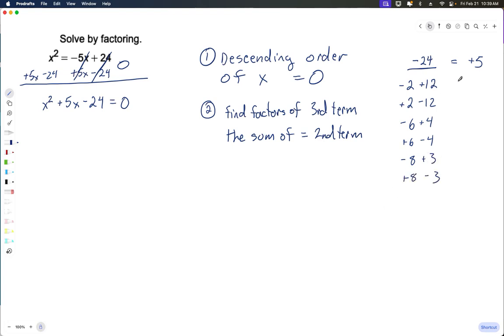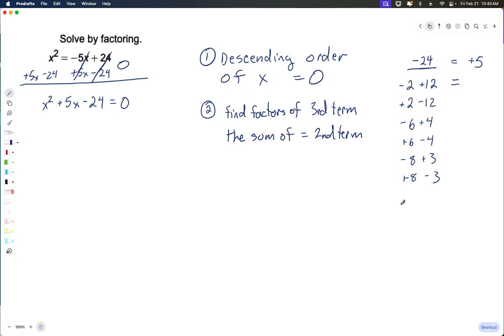So let's add them together. These are all -24. -2 times 12 gives me -24. 2 times -12 gives me -24. -6 times +4 gives me -24. +6 times -4, -24. -8 times +3 gives me a -24. And a +8 times a -3 gives me a -24. So all of those pairs are factors of -24.